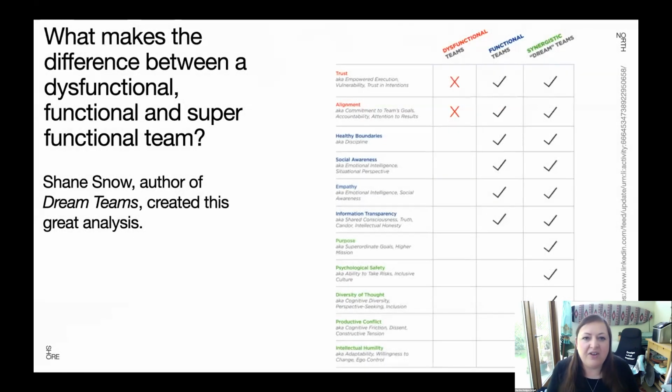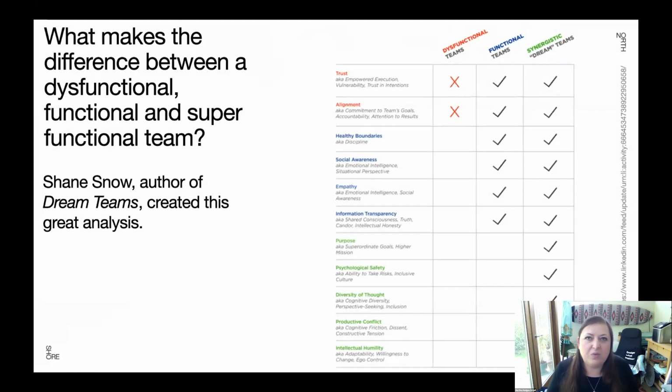So the question is, what helps us create happy and high-performing teams? People who really thrive in that environment where they can do their best work. They really enjoy working together. And for brevity, I found a great analysis from Shane Snow. He's the author of Dream Teams, and he's put this handy checklist together. But I hope it gives a quick overview.